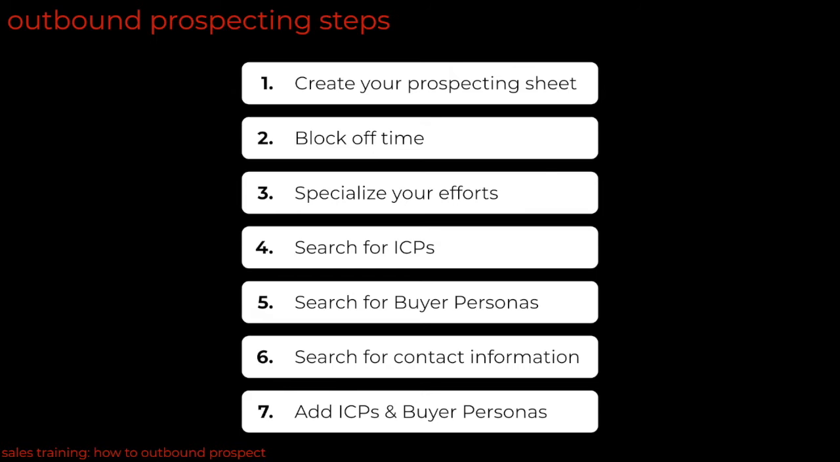Once you've blocked off that time, you want to focus on specializing your efforts. First, make sure you have everything lined up: you have your sheet ready to go, and you've blocked off time. Then think about how you're approaching this. The way that we like to do it is, first, search through all of your ICPs, then search for your buyer personas. Once you've done that, go on and search for your contact information. Finally, where you find that contact information, add those ICPs, those buyer personas, and those products into your sheet.